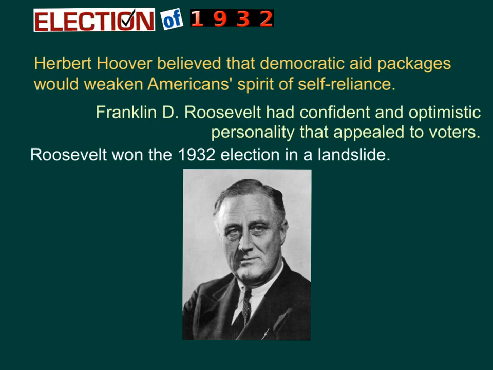Now, the Democratic candidate was a guy named Franklin Roosevelt, and he had tons of confidence, and he was very optimistic about what was going to happen to Americans, and that really appealed to the voters of the United States. And so Roosevelt will win the 1932 election in a landslide. That ends Section 1.